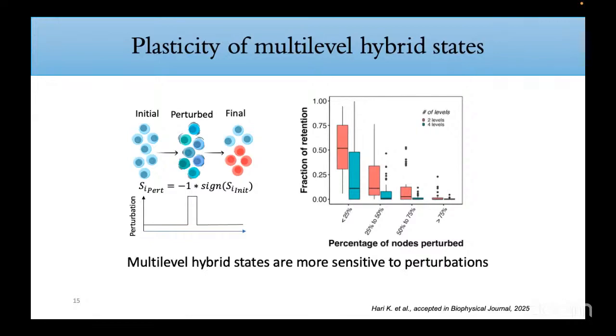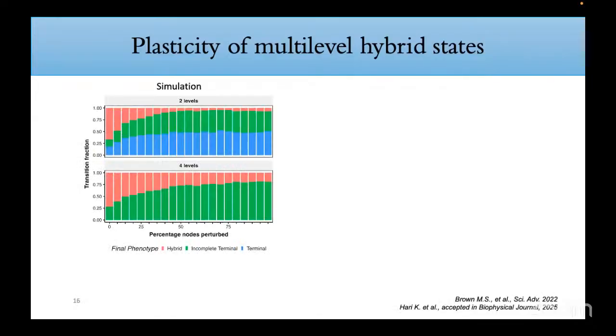Okay, but things get interesting from here onwards. So now we tracked not only the expression level of the perturbed state, but also the actual phenotype, because you can have multiple state configurations having the same phenotype, right? And the interesting thing here is that the Boolean hybrid states quickly transition to an epithelial or mesenchymal phenotype. But for the multi-level hybrid states, even at the maximum amount of perturbation possible, there is at least 25% of the initial population that retains its hybrid phenotype, right?